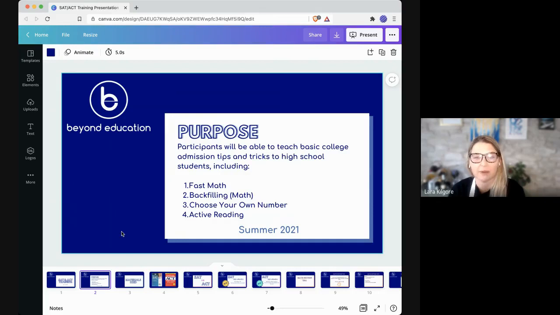We're also going to talk about how the SAT and ACT math is not like the math that you learn per se, or not how you're taught to take a math test in class. Backfilling, which is a math tip, choose your number, and active reading. You'll notice from this list that 3 out of the 4 deal with math tips, because that's really the section that students have the most difficulty with and the most anxiety about. Again, because it's so different from how most students are taught to do math.